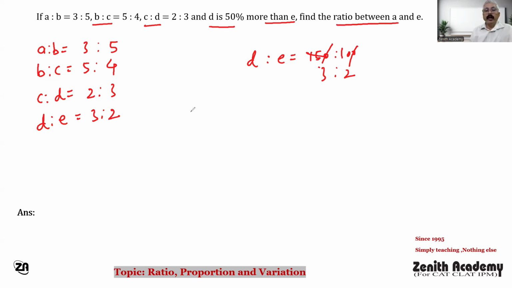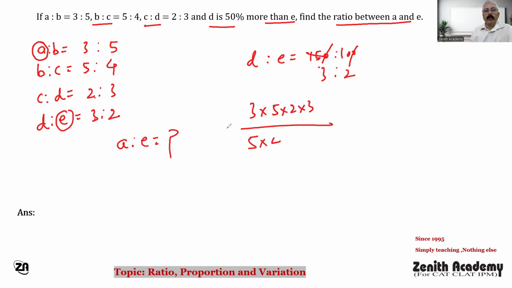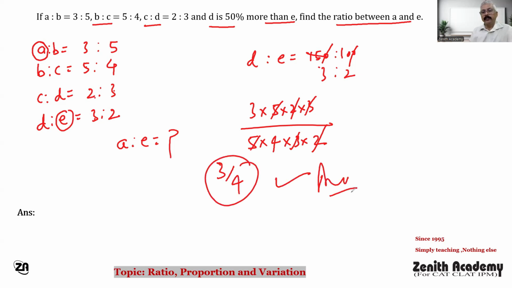When you find the ratio between A and E, you already know: 3 into 5 into 2 into 3 over 5 into 4 into 3 into 2. So 3 and 3 cancel, 2 and 2 cancel, and here 5 and 5 cancel. It is 3 by 4. This is the answer.